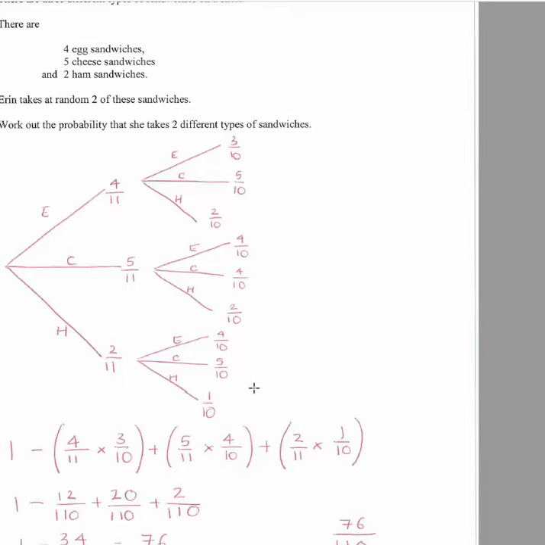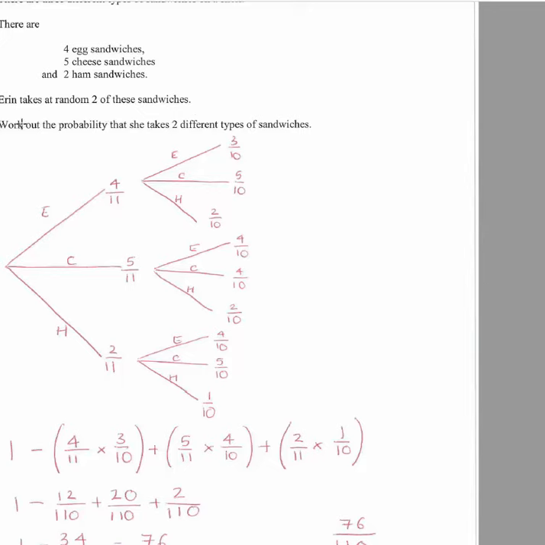Now you can find the probability of any combination simply by multiplying the 2 probabilities together. So for example, if I wanted to find out the probability of getting 2 egg sandwiches, it would be this probability multiplied by this probability, 4 times 3, 12, 11 times 10, 110. Okay, that's the way it works.